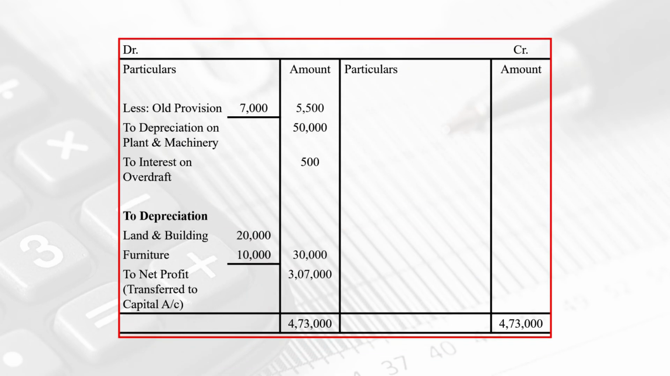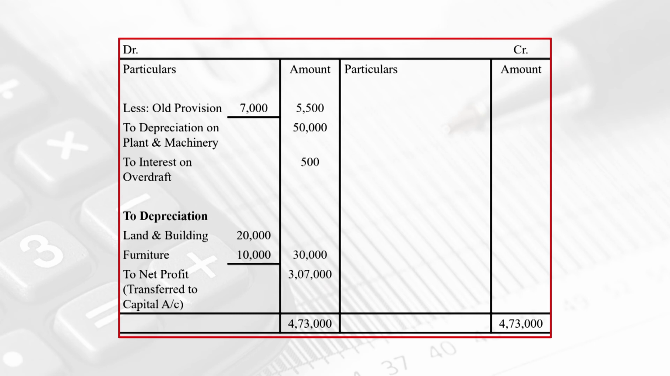Less old provision 7,000, it is given in the question. So the equation is bad debts plus further bad debts. Further bad debts have not been provided, plus new provision, which we have already calculated. New provision is 7,500. So bad debts plus further bad debts plus new provision is 12,500, minus old provision. Old is 7,000, so net is 5,500.